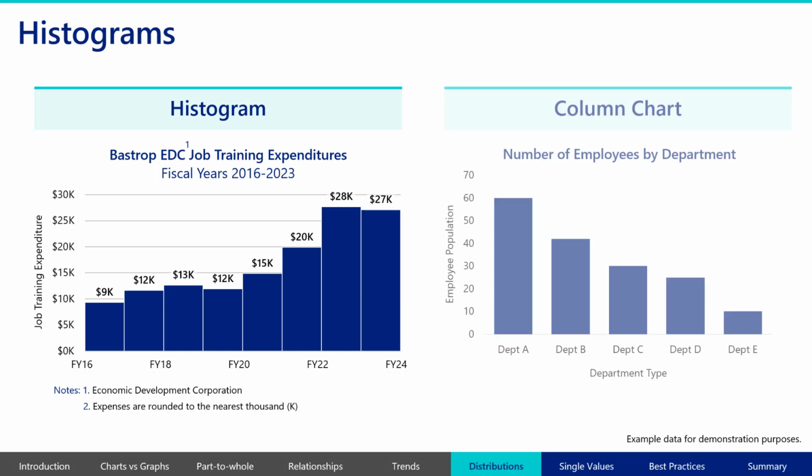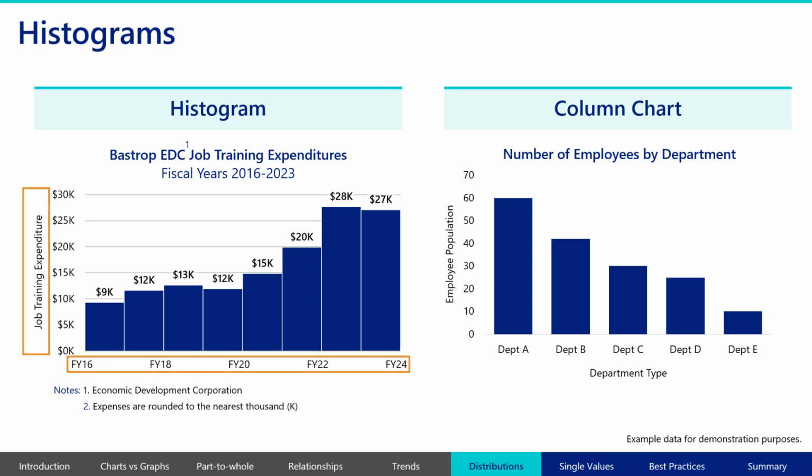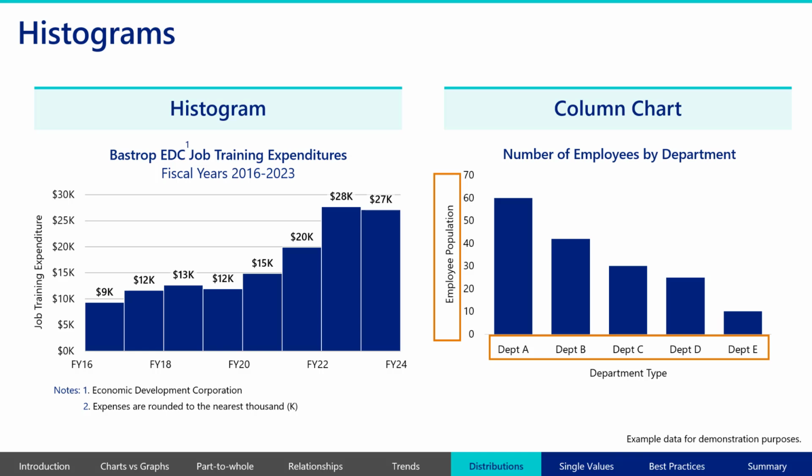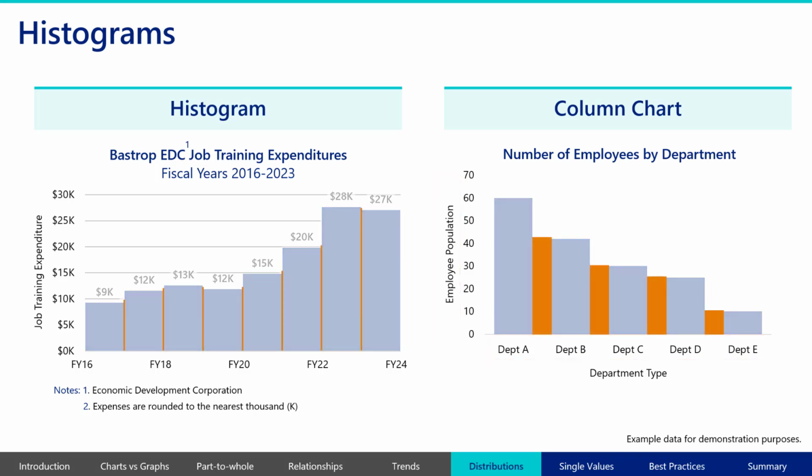Histograms may look like column charts, but they are not the same. A histogram represents the distribution of a numeric variable, such as the Bastrop Economic Development Corporation's job training expenditures, across an interval, such as fiscal years. A column chart shows the relationships between distinct categories or groups, such as the number of employees by department. There is little to no space between the bins in a histogram because the horizontal x-axis represents a continuous range of values, rather than discrete categories.